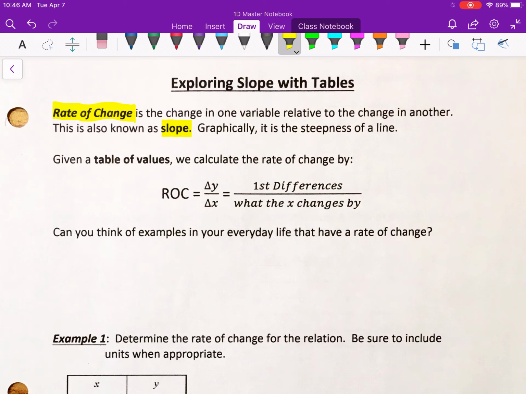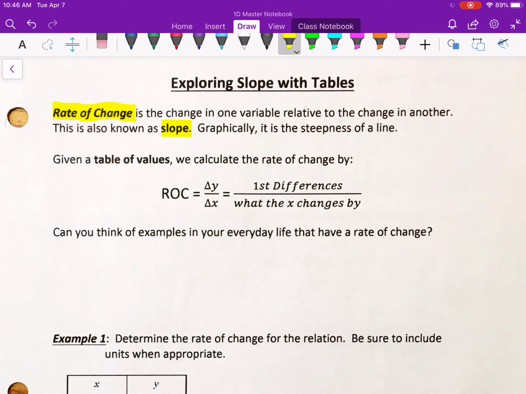Remember, when we're talking about relations, then there's always two variables, right? Often we use x and y, but it could be other things. If you think about the example I did a couple lessons ago about window washing, I think the two variables I used were w and c. W for number of windows, c for cost. So how does one of the variables change in relation to the other one? And that's rate of change.